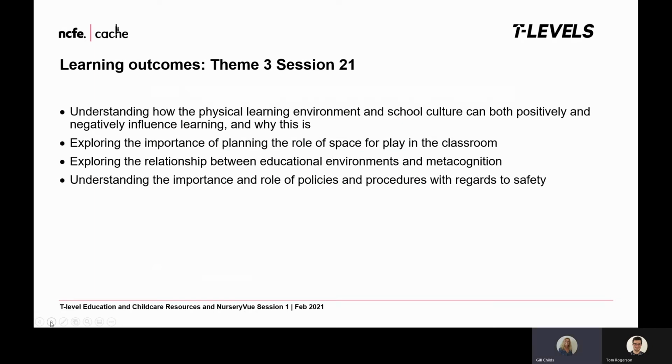The learning outcomes of this session are to understand the physical learning environment, to explore the importance of planning the role of space for play in the classroom, and to understand the importance and need for policies and procedures with regards to safety.